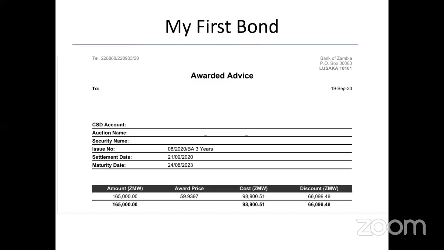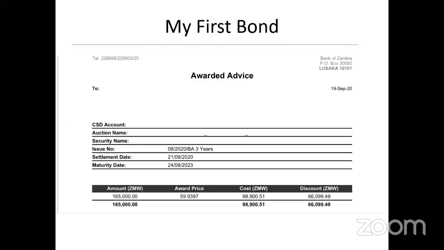So I'm hoping that's clear. The CSD account, and I've put this as notes at the end, isn't a place like where you can log in on Bank of Zambia, where they'll give you your credentials and then you log in to see your bond. No, you just see your money disappear from the account, and then every 6 months you see money coming back in.